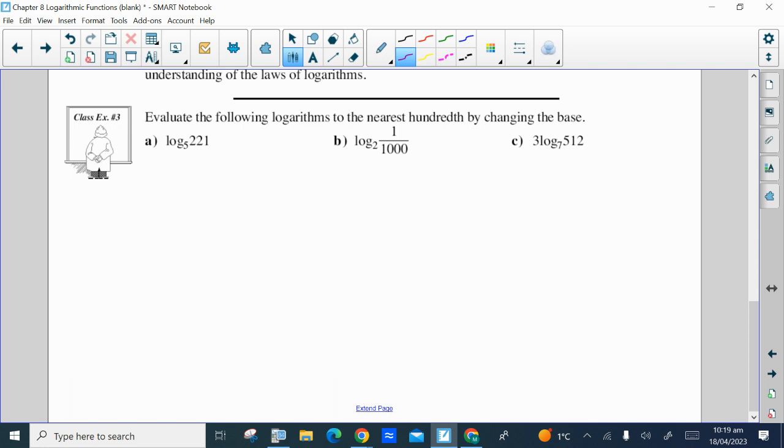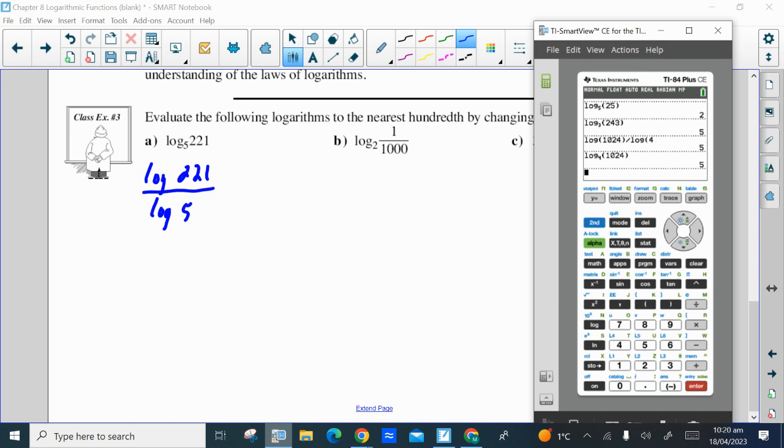So example 3 says evaluate the following logs to the nearest hundredth by changing the base. That means we're going to use the change of base identity. This will be the log of 221 over the log of 5. The reason it says to the nearest hundredth is that in this case our answer is going to be irrational, so we're going to have to round it to 2 decimal places.